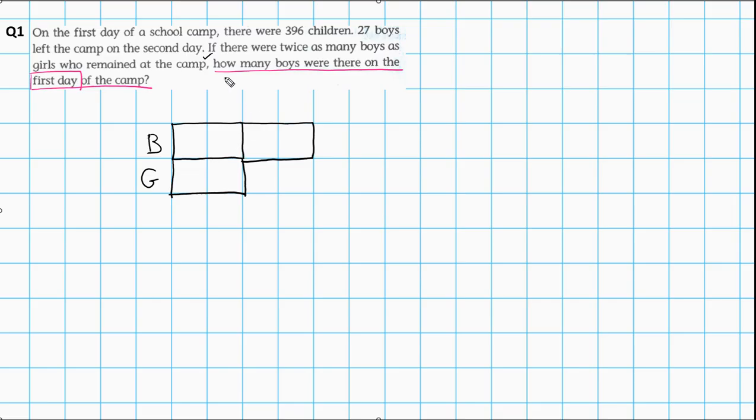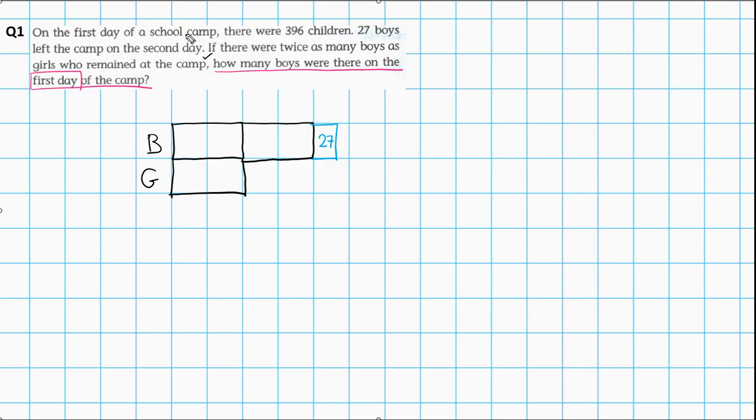Well, we know that 27 boys left the camp. I could use a different color. So let's just add an amount here. It's a different size to these. This value is not the same as these values. We don't know what this is, but we know that this has a value of 27.